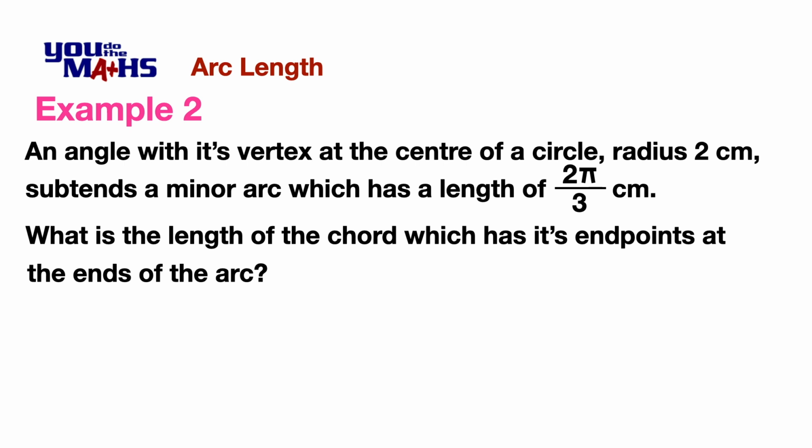So let's start by drawing our circle of radius 2 centimeters. What we'll also do then is add our minor arc, which is shown here in red. Now it's called a minor arc because it occupies less than half of the circle. Also the angle which subtends that arc is less than pi radians, or less than 180 degrees. We'll place the chord with the orange line, and it has its endpoints at the end of the arc.